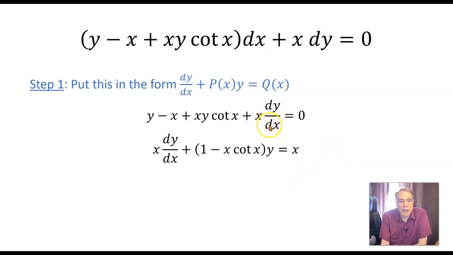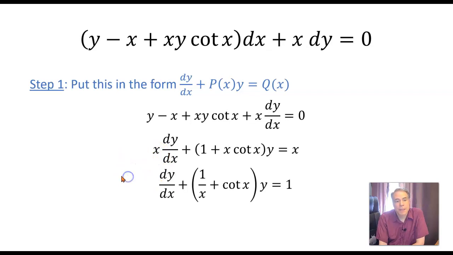So x dy dx plus, and then there are two terms that have a y, but if I factor out the y, it's 1 plus, oh, wait a minute, this should be a plus. So there, I went in and fixed that. So we got (1 + x cot x) times y, and then on the other side, we got a positive x because I added x to both sides. And now I don't want anything in front of the dy dx, so I'm going to divide through by x. So I get dy dx + (1/x + cot x) y = 1.